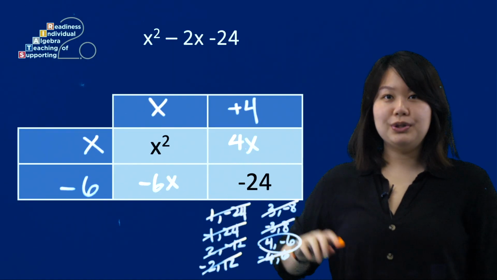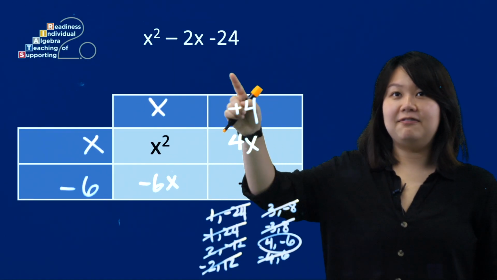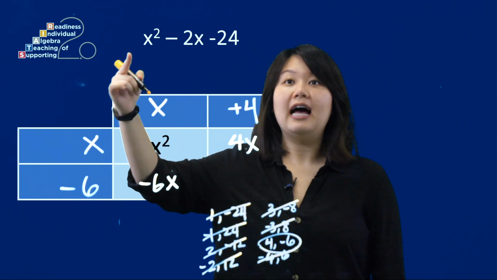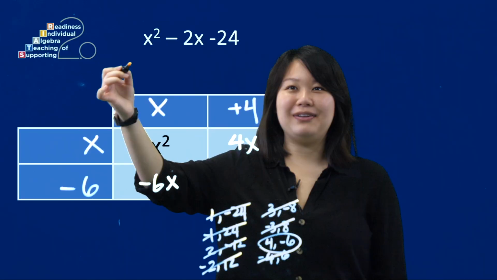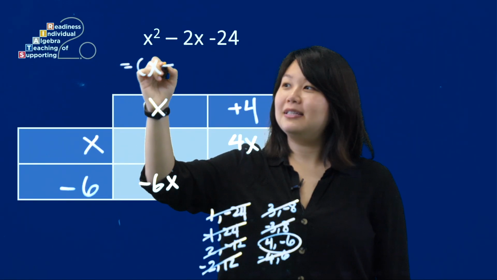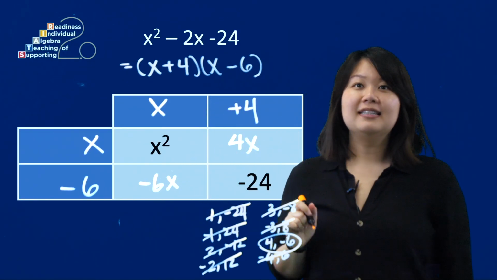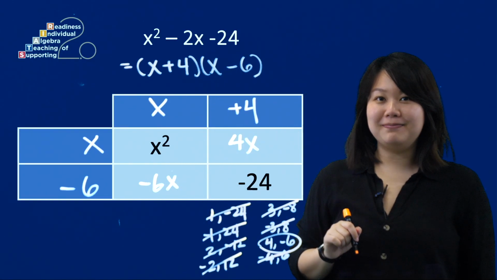So all of this is true, and I can now say that the factor form of x squared minus 2x minus 24 is x plus 4 times x minus 6. That's going to be our factor form.